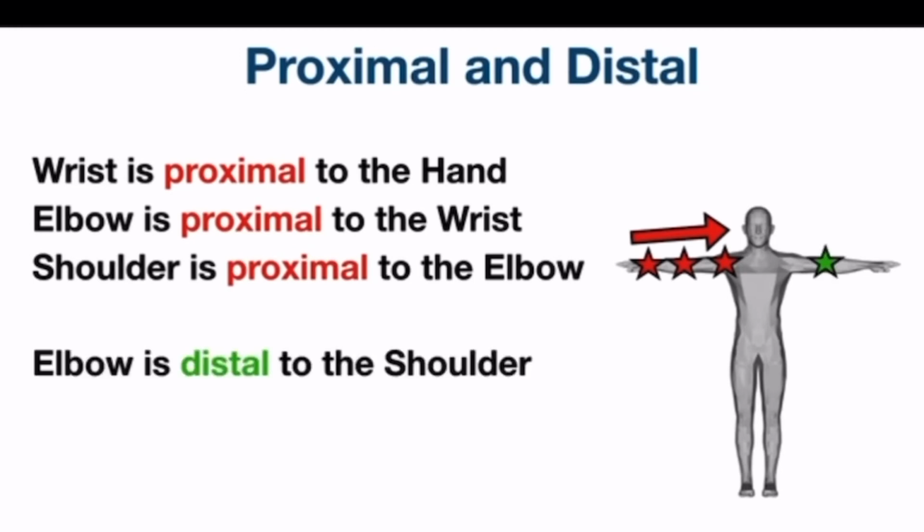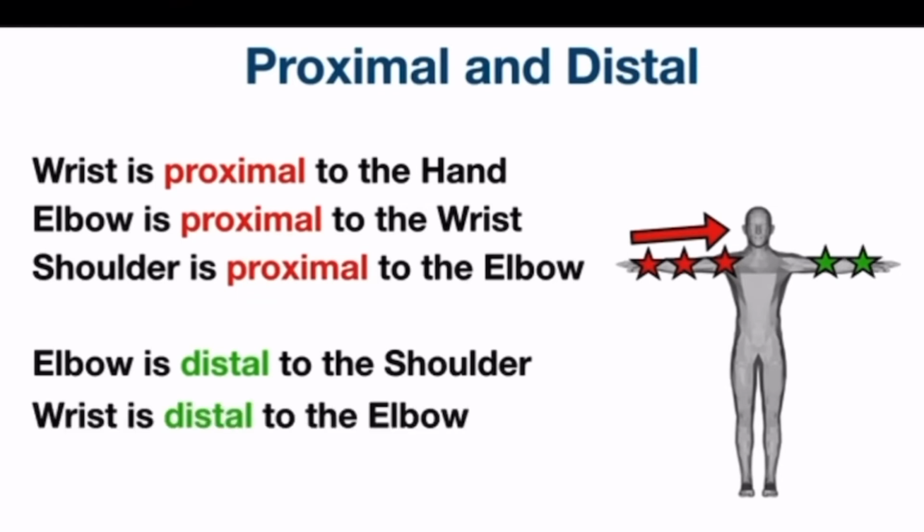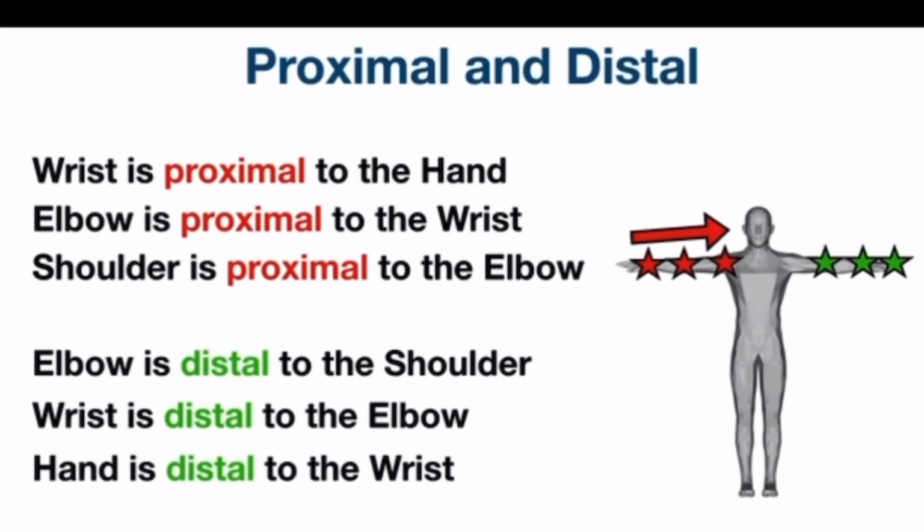We can also say the elbow is distal to the shoulder because the elbow is farther away from the trunk than the shoulder is. The wrist is distal to the elbow because the wrist is farther away from the trunk. And the hand is distal to the wrist because the hand is farther away from the trunk. Remember, distal means away from or farther from the trunk.